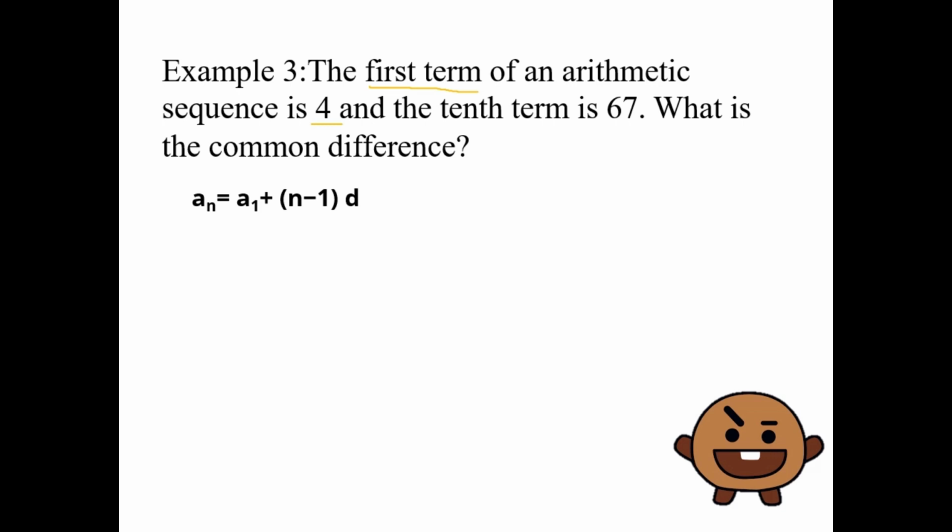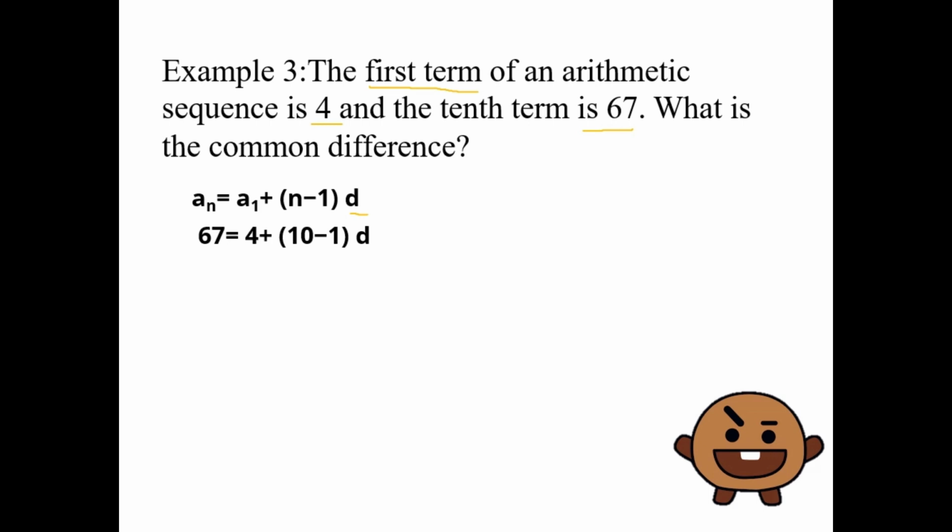As you can see, the given that we have here is quite different. We have the first term and we have the 10th term. Do not be worried because we can still solve for the value of D by substituting the given that we had. Remember, 10th term. Therefore, we have a sub 10 for our formula and then n is equal to 10. So you have it there.